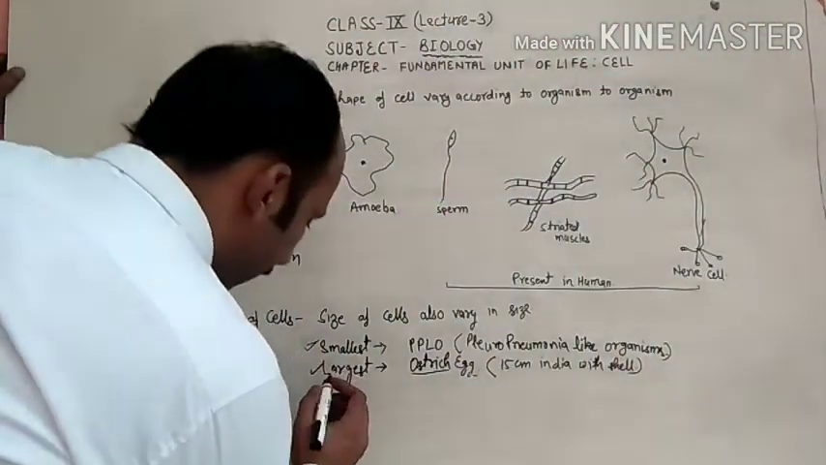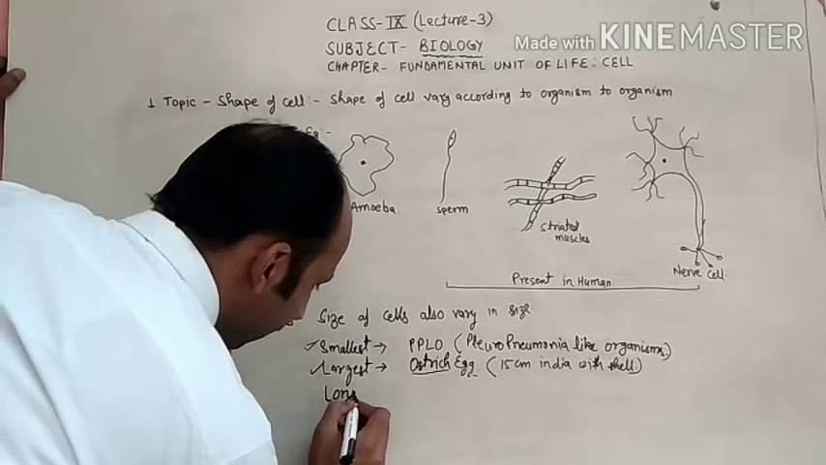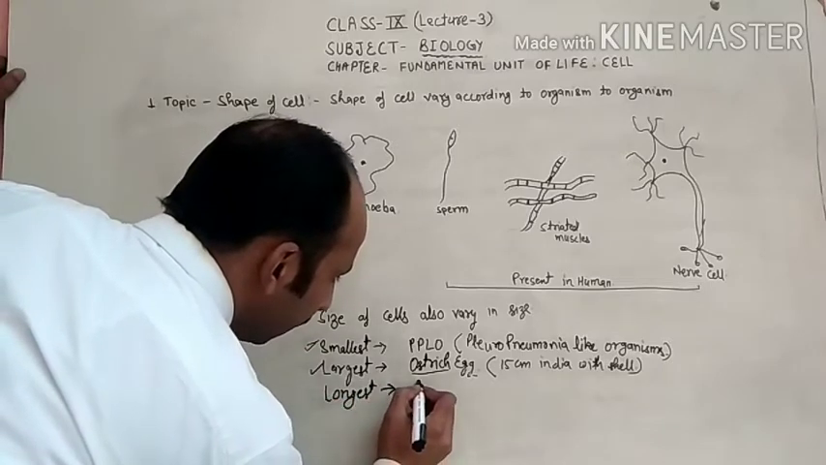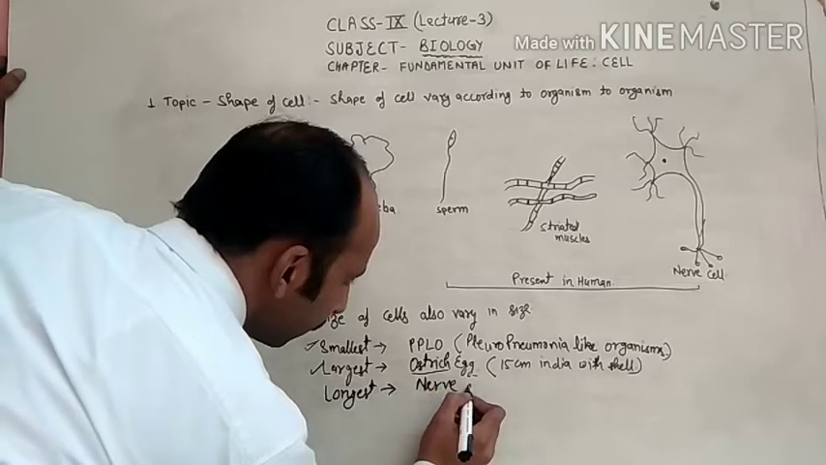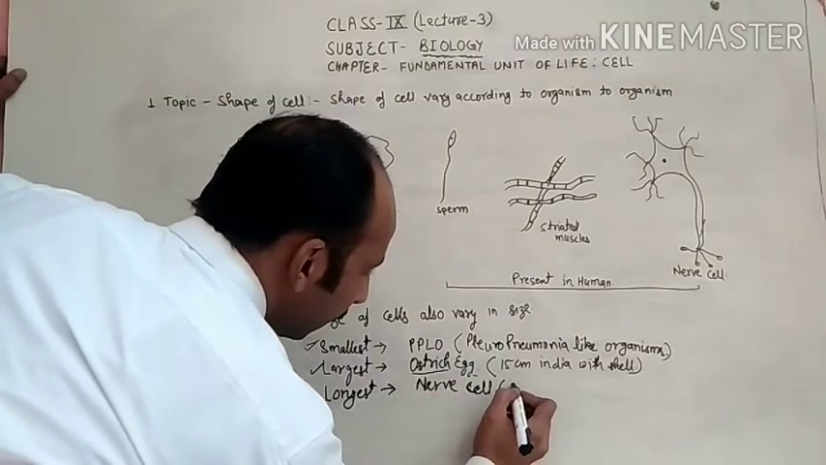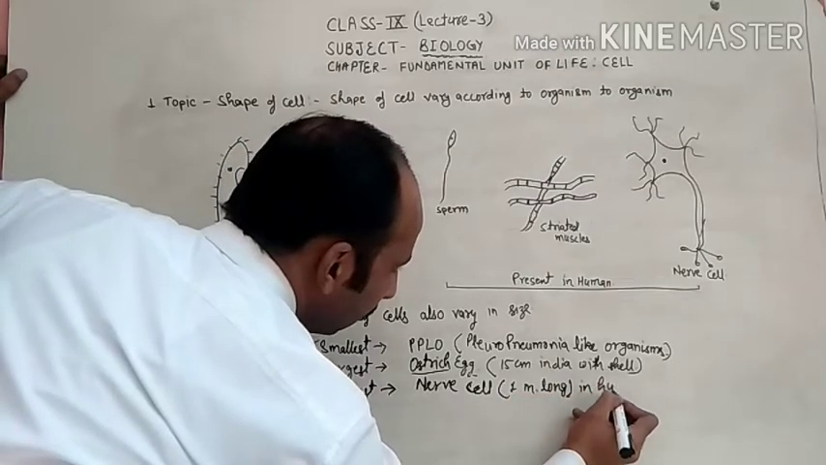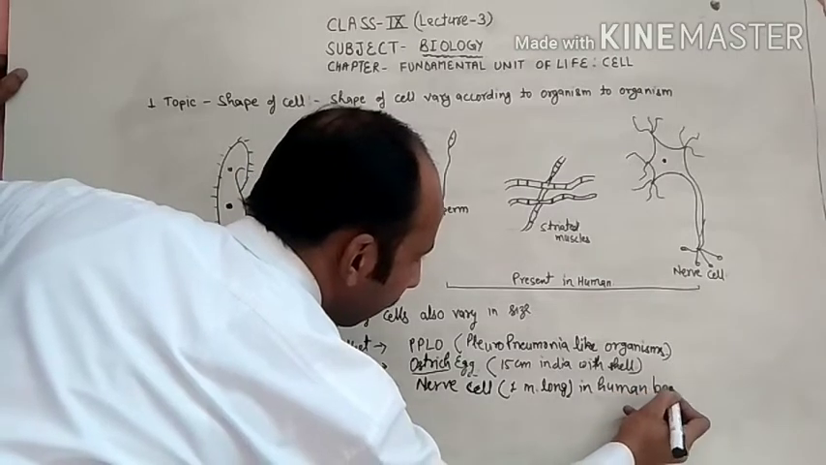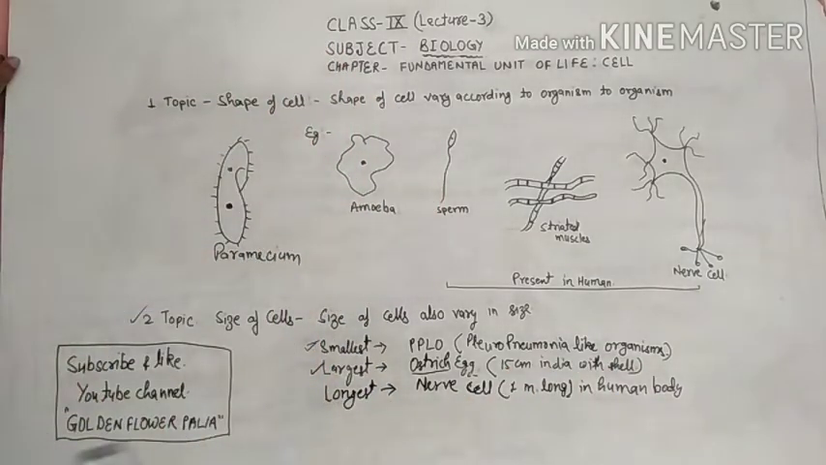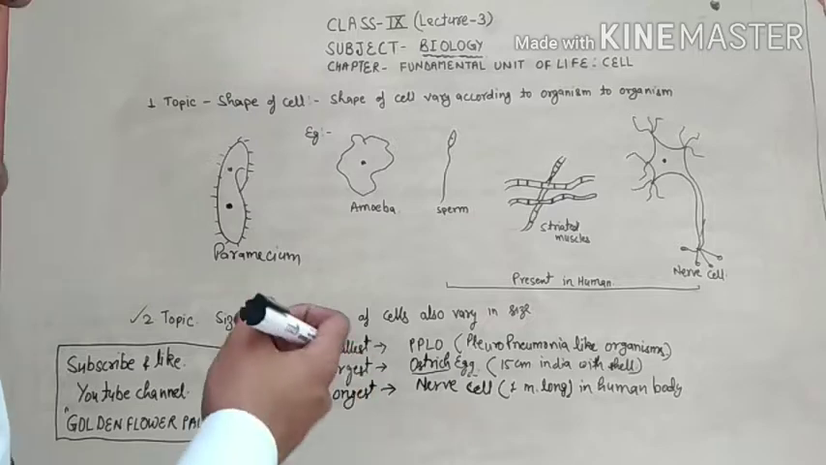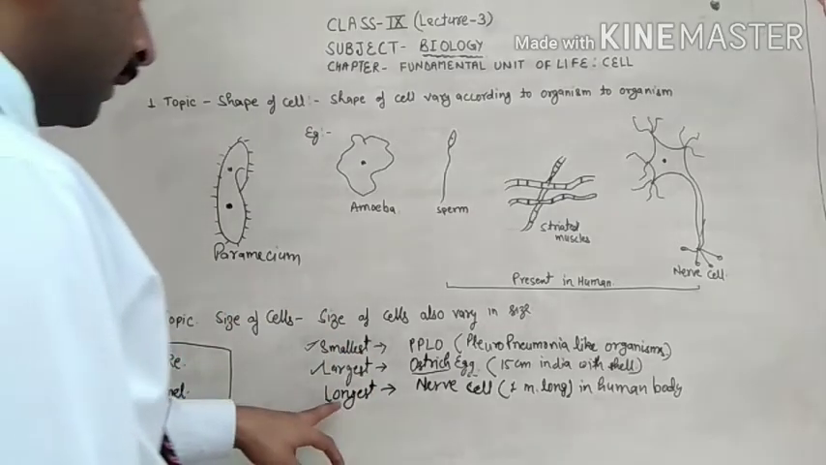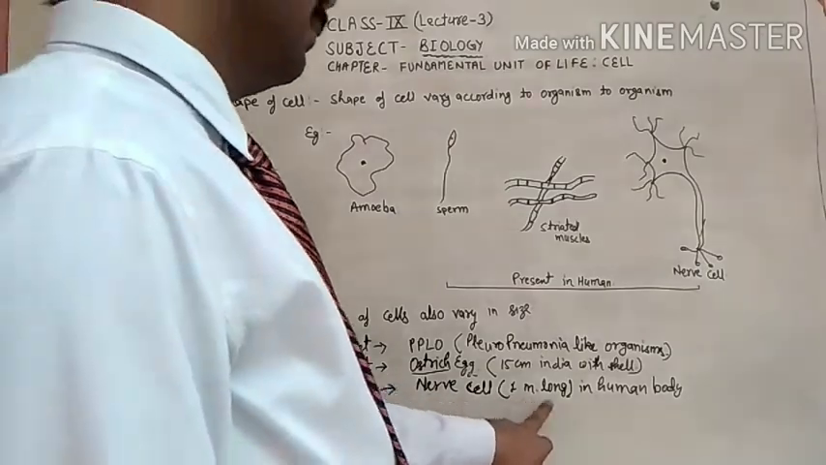Now if anyone asks you what is the longest cell of the human body, you can give the example: the nerve cell. Nerve cell may be 1 meter long in the human body. Nerve cells are present in the nervous system of the human body. What is the function and what is the detailed structure, we will study in the tissue chapter. Longest cell is the nerve cell, that is 1 meter long in the human body.